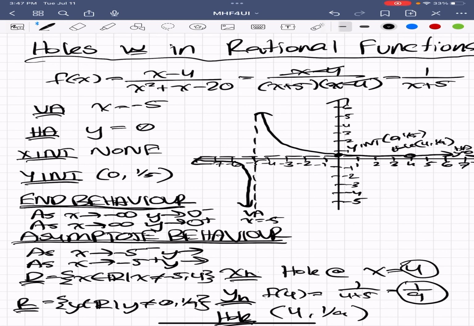As it approaches the VA from before the values of the VA, so -5 negative, it approaches negative infinity. And as it approaches the VA from the values after the VA, so -5 plus, it approaches positive infinity.